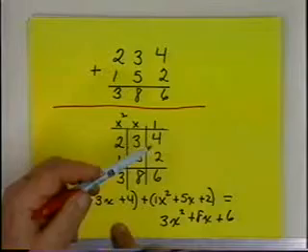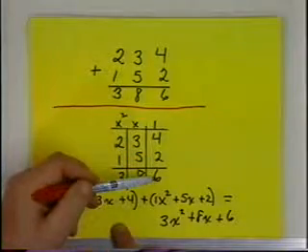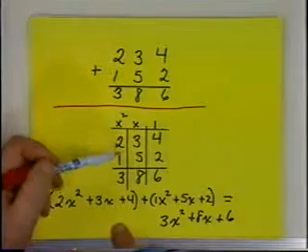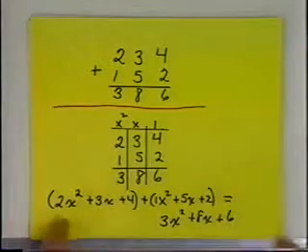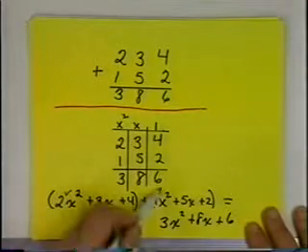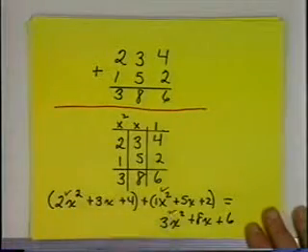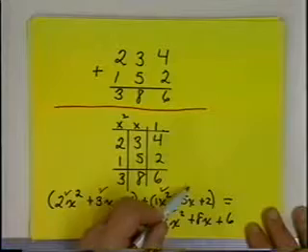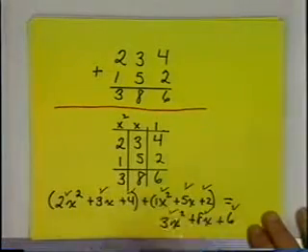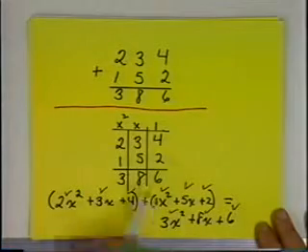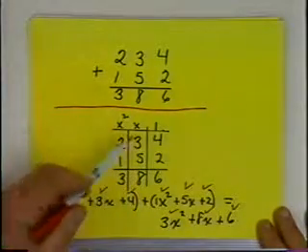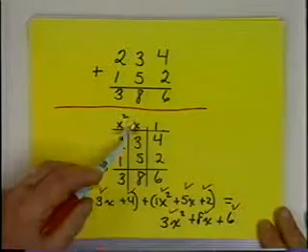Now, how do you add these? You add the 1's, 4 plus 2 is 6. You add the x's, 3 plus 5 is 8. You add the x squareds, 2 plus 1 is 3. Isn't that exactly what you did over here? You said 2x squared plus 1x squared is 3x squared. 3x plus 5x is 8x, and 4 plus 2 is 6. This does exactly the same thing we did over here, but now there's no restriction as to whether this stands for tens or for whatever you want.